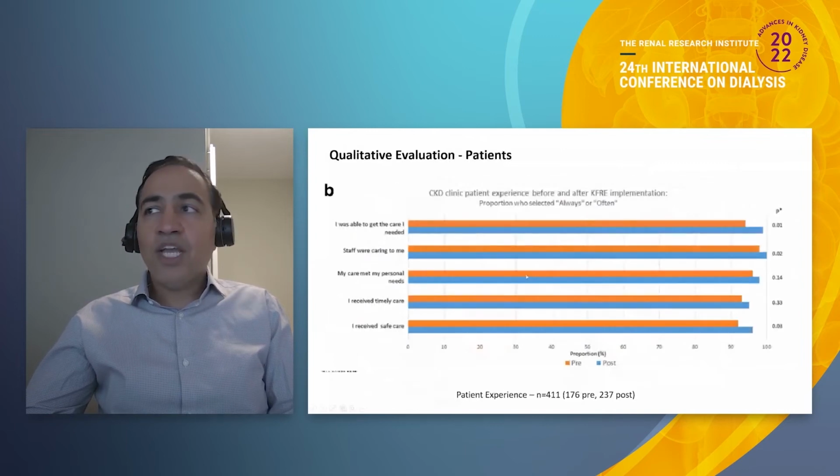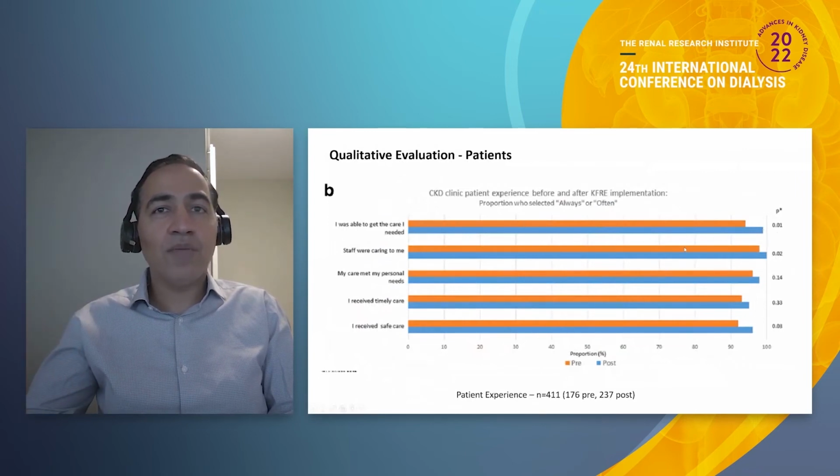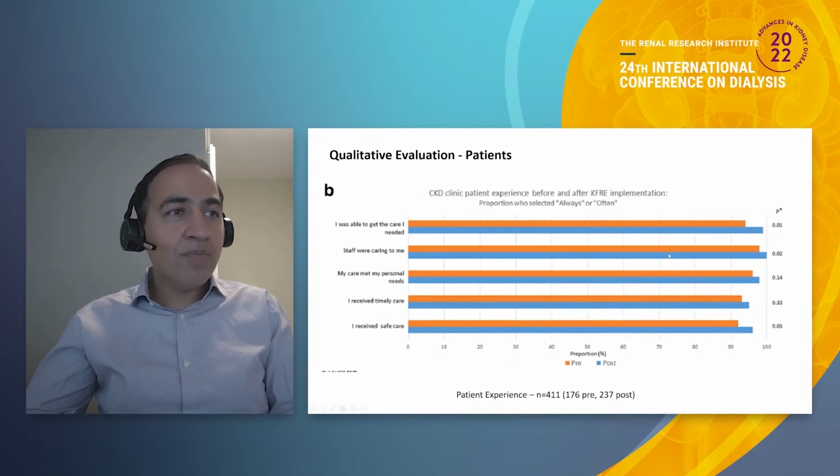So this is the patient survey data. About 400 patients entered the survey, 176 pre, 237 post implementation of KFRE. Across the board, patients reported better satisfaction after KFRE implementation. More patients felt they were able to get the care they needed. More patients felt that the staff were caring to them, and more patients felt that they received safe care.